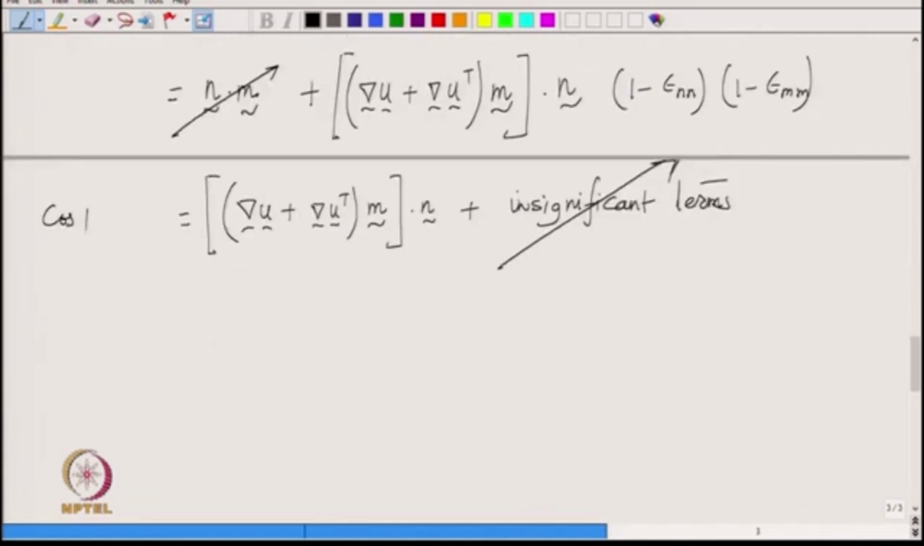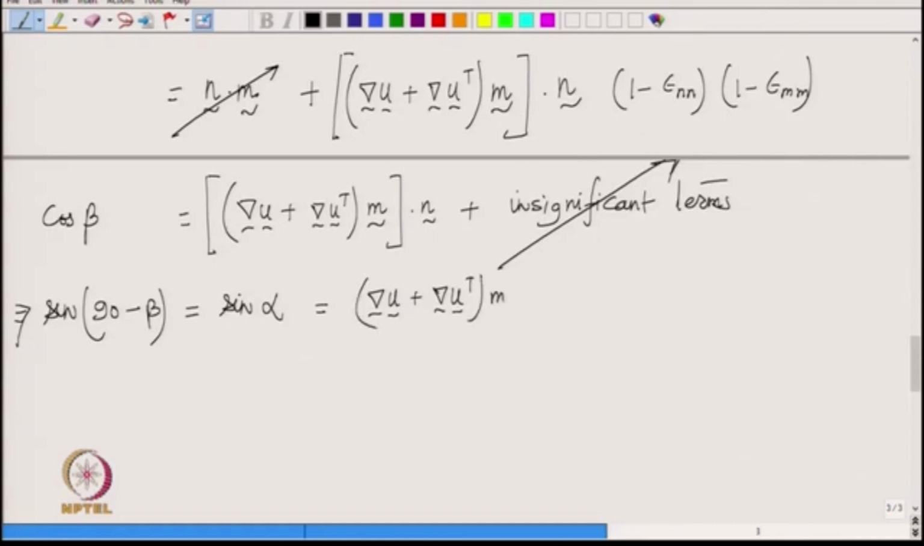So, this is cos beta, the final angle, but we could also write it as sine of 90 minus beta, right. That is the relationship between cos and sine, but sine of 90 minus beta is same as sine of alpha, the change in angle. So, alpha is the change in angle, remember. So, that sine of alpha equal to grad u plus grad u transpose into m and dot with n.